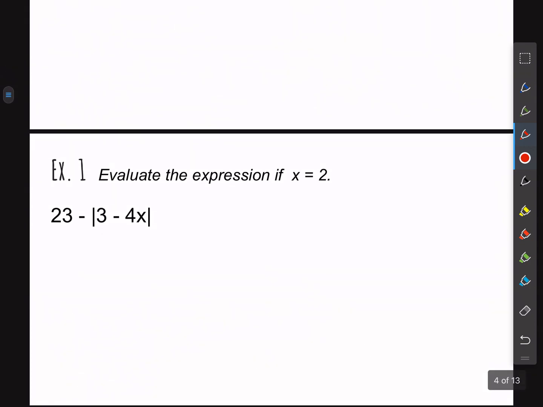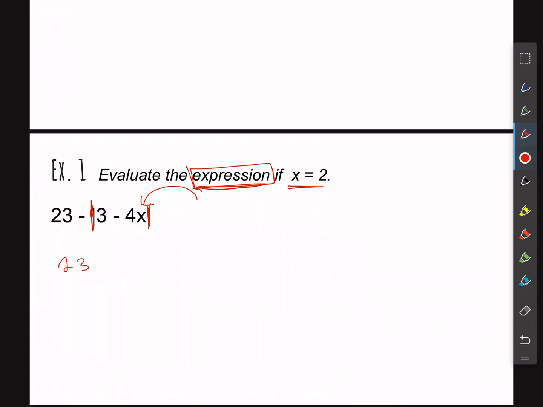So example 1 says evaluate the expression if x equals 2. All right, so here we have these absolute value bars. This means a distance. So saying 23 minus some distance. All right, so this is an expression. I want to highlight this. This is an expression. There's no equal sign here. And we're saying x is equal to 2. So let's just plug it in.